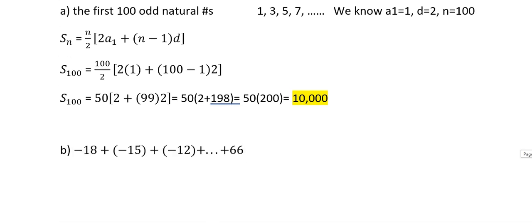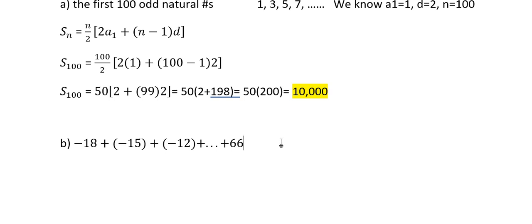Sometimes they'll just give you the sequence. So what do we know here? We clearly know that a sub 1 is negative 18. Do we know our D, the common difference between these terms? Yes, we can figure that out because we always take the second term. It's important to always take the second term. Negative 15 minus negative 18, that means these are increasing by 3. So D is 3.